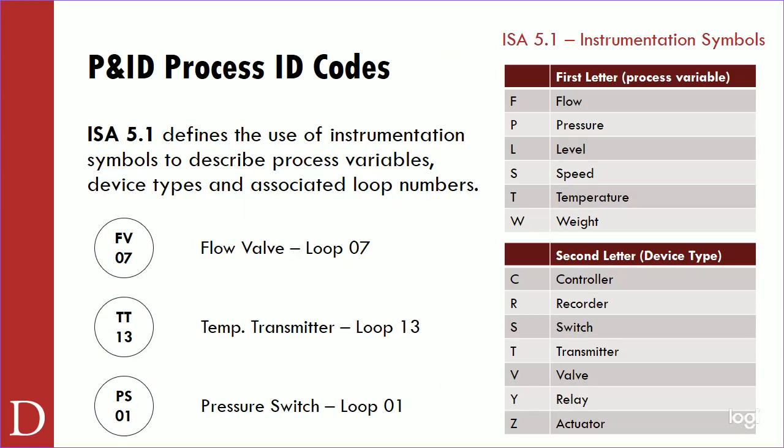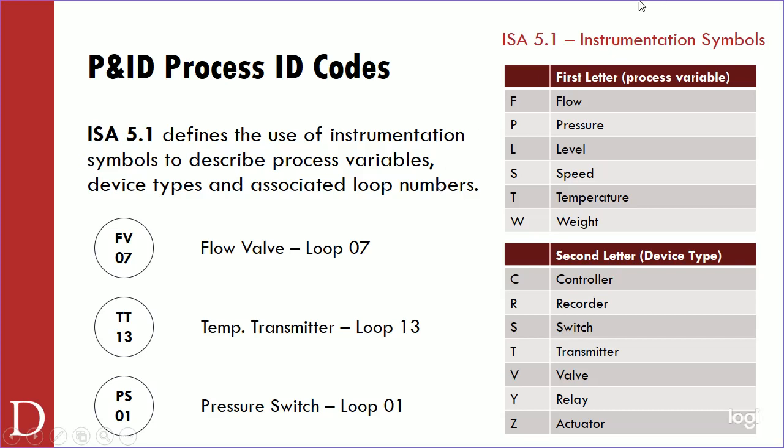All right. Now this is one that you for sure will see on next week's quiz. I will tell you, these are what we call P&ID process codes. Now, kind of like UL 508A that we talked about, what did that deal with? The UL standard. Yeah, control panels, wiring up of control panels and things like that. Yeah, so now ISA 5.1 is another standard that we deal with. ISA 5.1 is the instrumentation symbols standard. ISA 5.1 defines the use of instrumentation symbols to describe process variables, device types, and associated loop numbers.